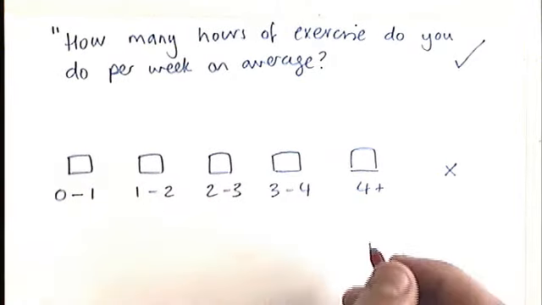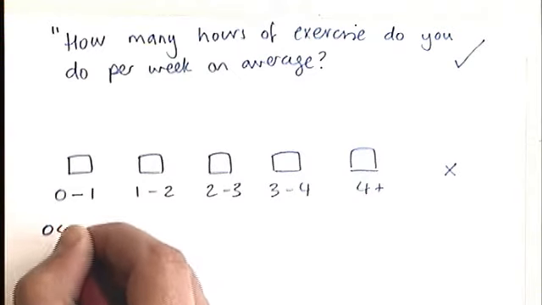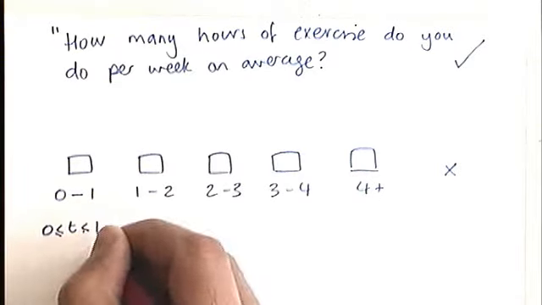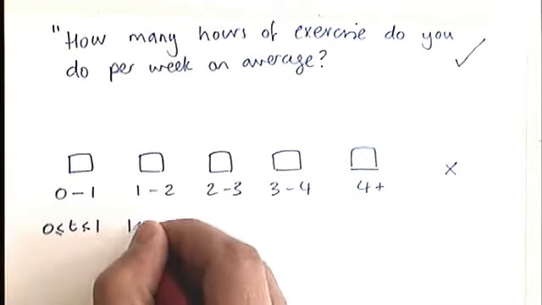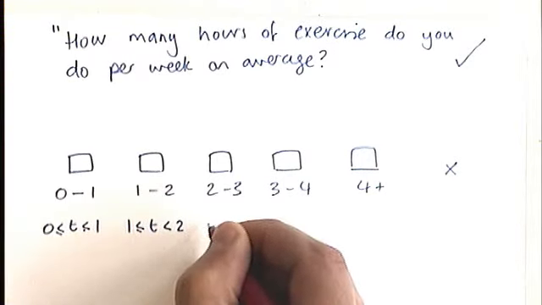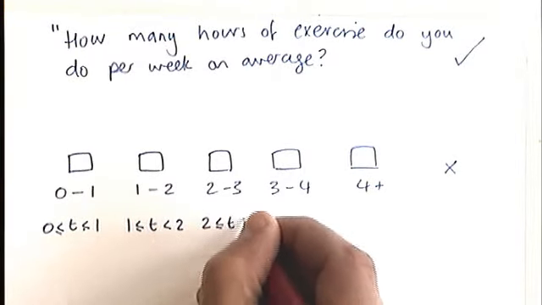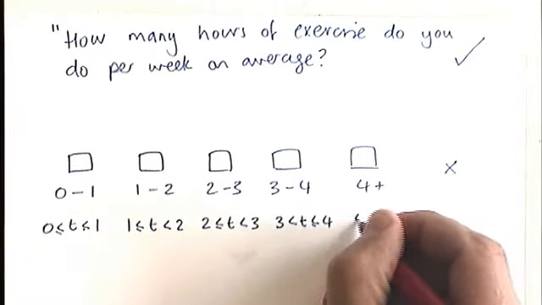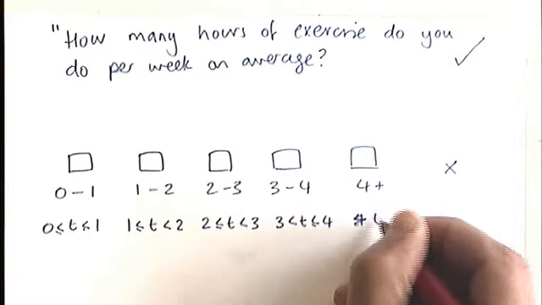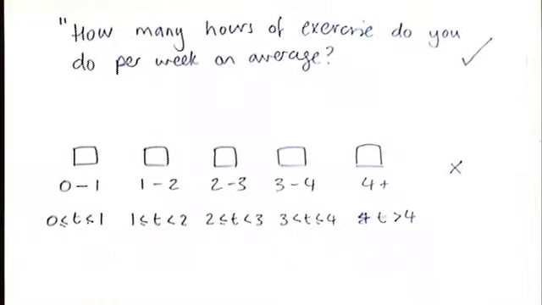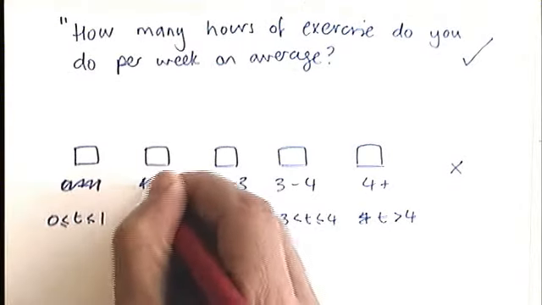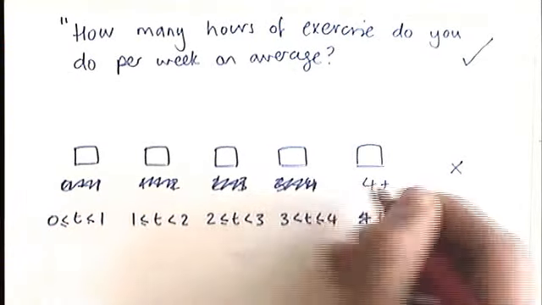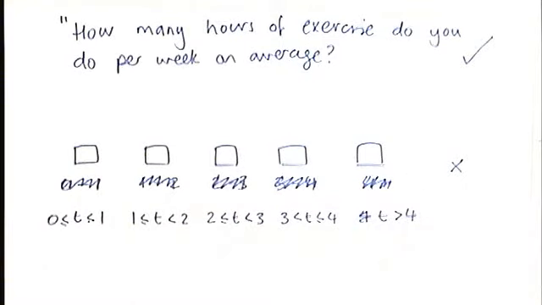So a slightly better way of saying the same thing would be to use inequalities, like this. 0 to 1, with 0 included in the first box. 1 to 2. 2 to 3. 3 to 4. And more than 4. Okay, so if we were to do the inequalities, then that would be getting a mark. That would get us our second mark.